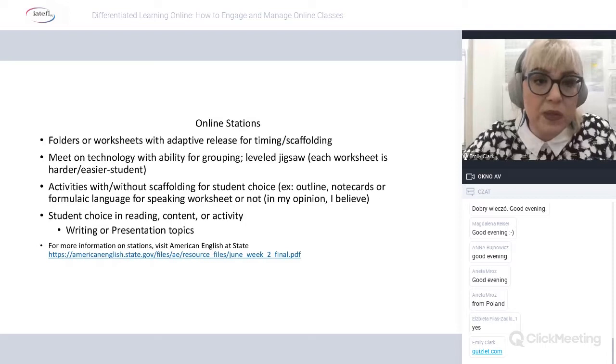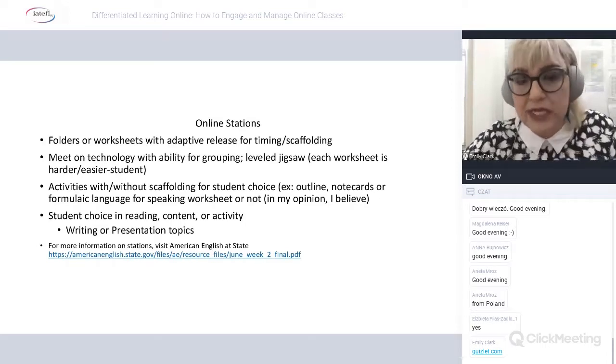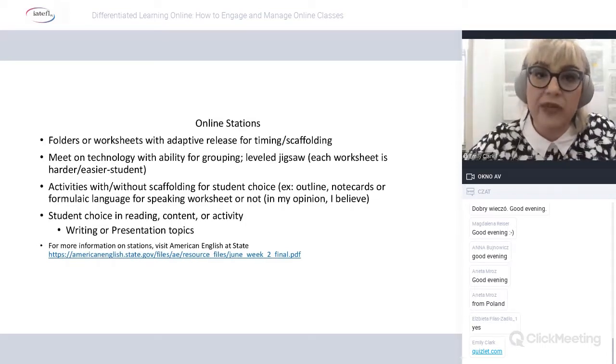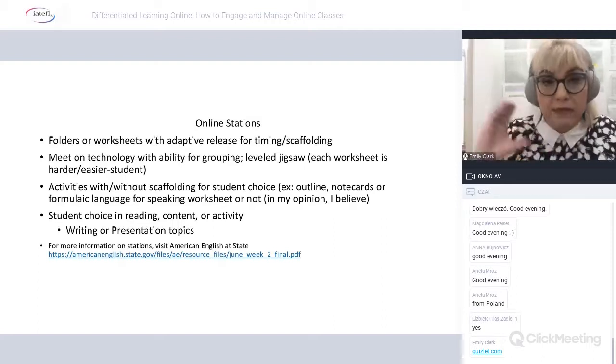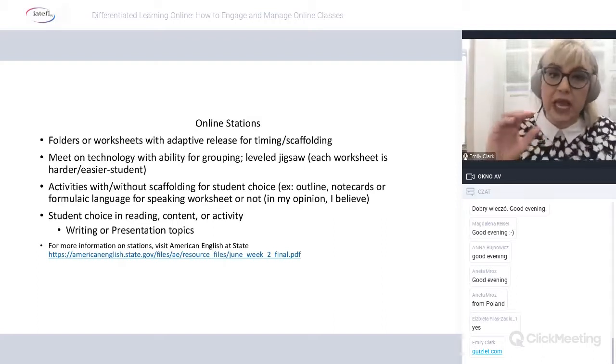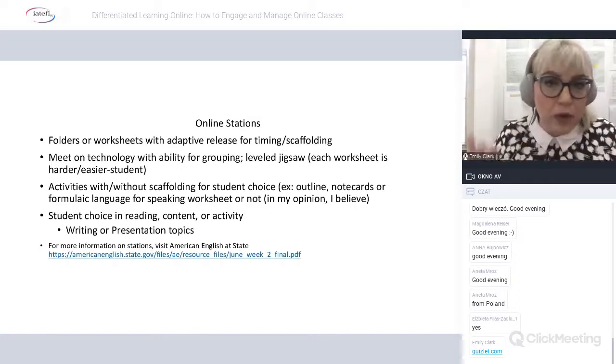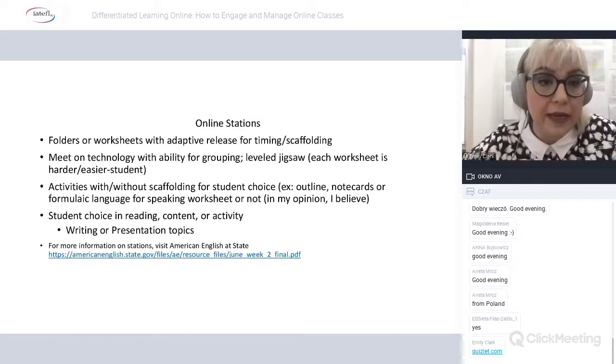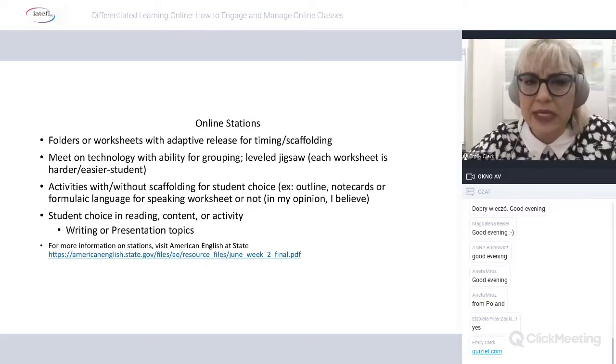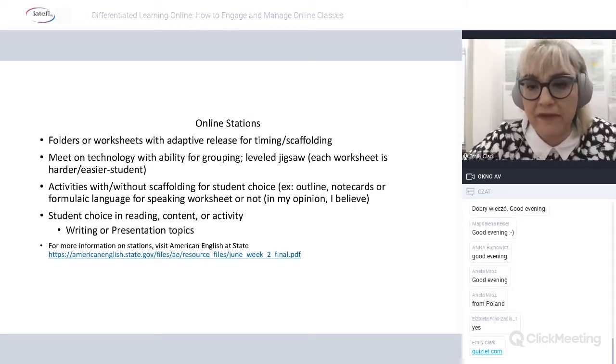You can also have students do level jigsaws. So you have them do different activities where you give them some information. They have to meet together and get the information they need from the other person. You can give them harder worksheets for those that need it. You can give students some choice. This is one of my favorite things to do.